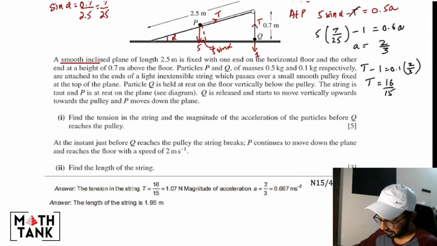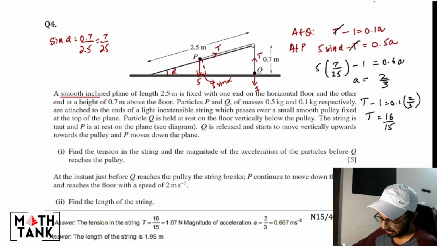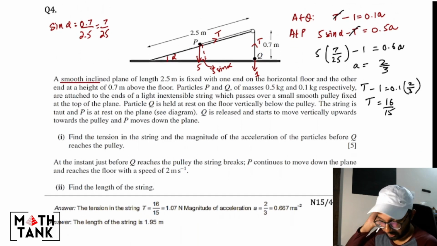Good, 5 marks. At the instant just before Q reaches the pulley, the string breaks. P continues to move down the plane and reaches the floor with a speed of 2 meters per second. Find the length of the string. Now it's important to note here what's happening. You see this 2.5 is not the length of the string. So at the instant just before Q reaches the pulley, the string breaks, which means that Q would have traveled 0.7 meters before it broke.